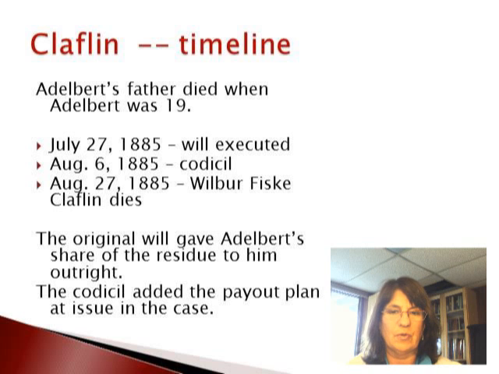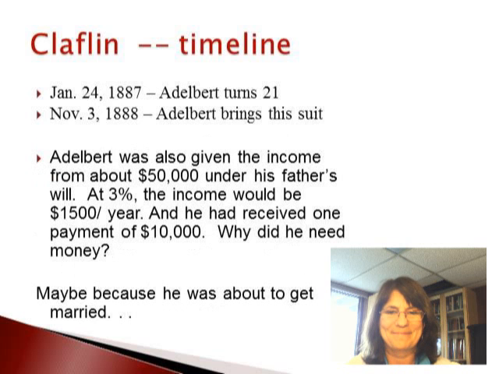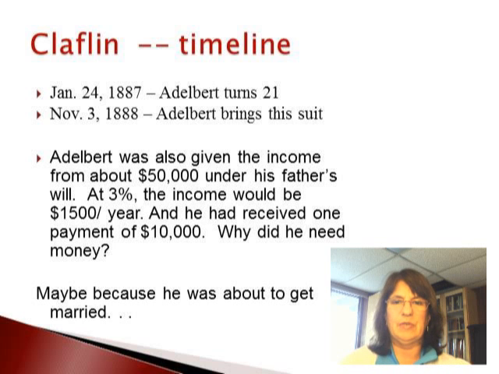Anyway, that original will, this is a testamentary trust, gave Adelbert's share of the residue to him outright. It was the codicil that added this payout plan. All right, so he's already turned 21 by the time he brings this suit, and so he got his first $10,000, and now he wants the rest. It's worth noting that he also got income from another big chunk of money under the will, and he'd received the $10,000, so he had money, and so the question is, why did he need more?